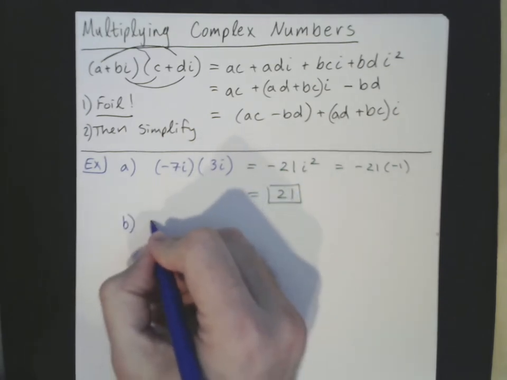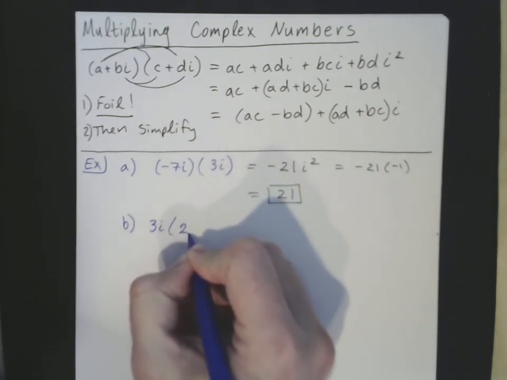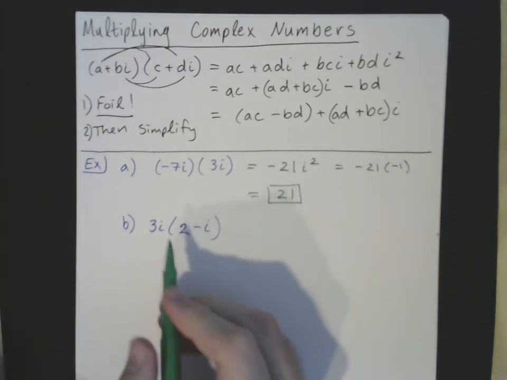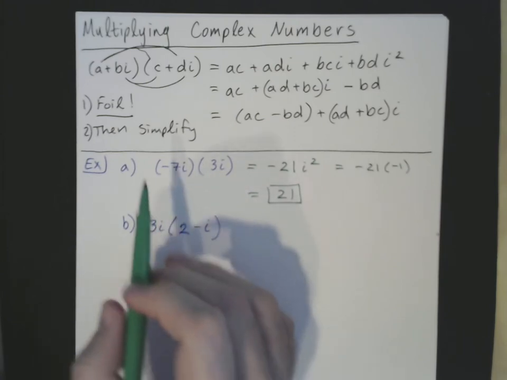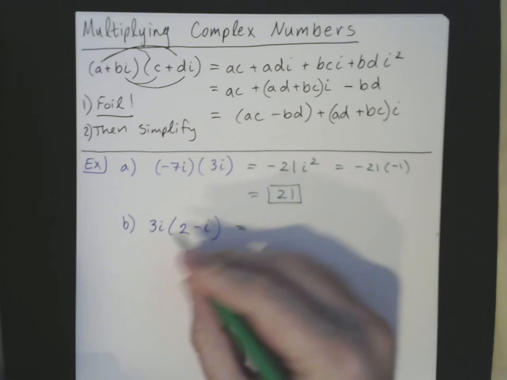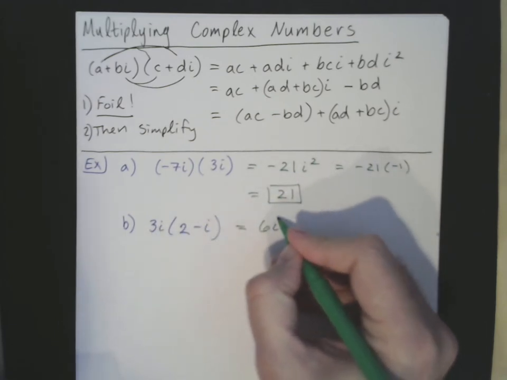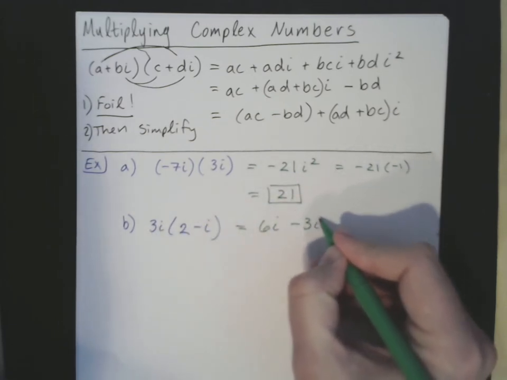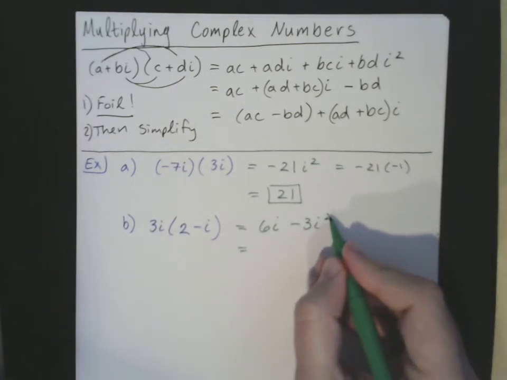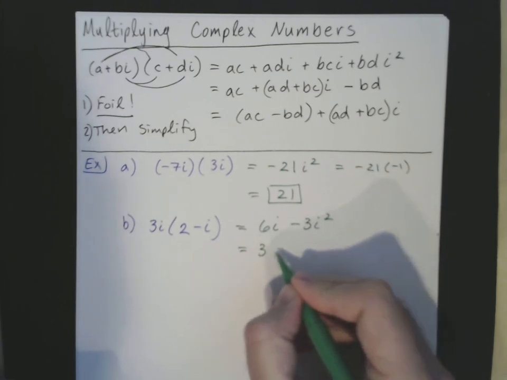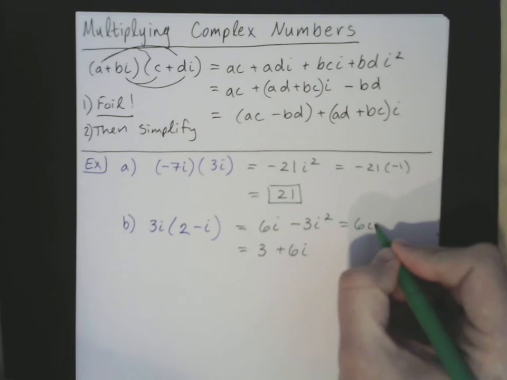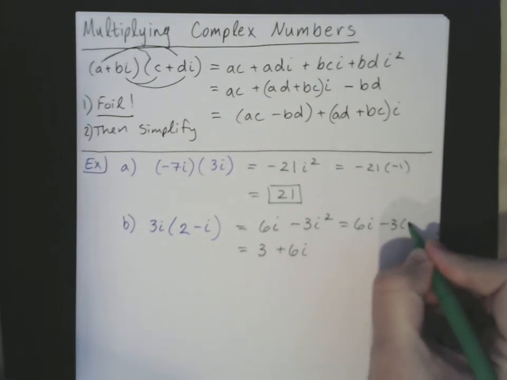The next one here, 3i times 2 minus i. Here we do have some true complex numbers in the general form. So we just FOIL, distribute the 3i. 3 times 2, 6i minus 3i squared. And then we can simplify. i squared is negative 1, so this will be positive 3 plus 6i, because this would be 6i minus 3 times negative 1.